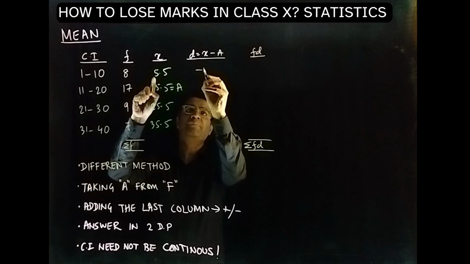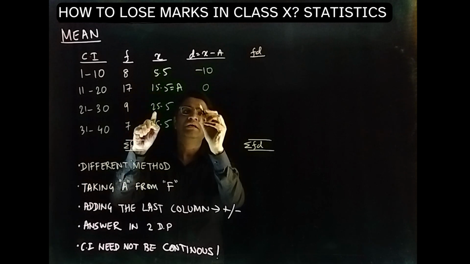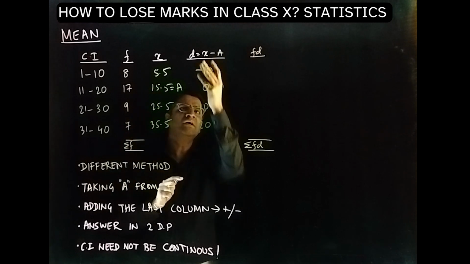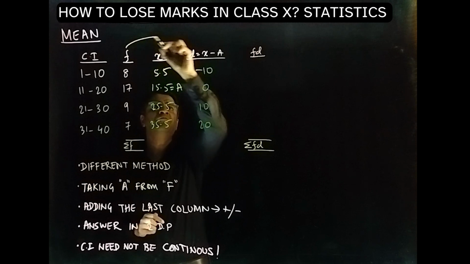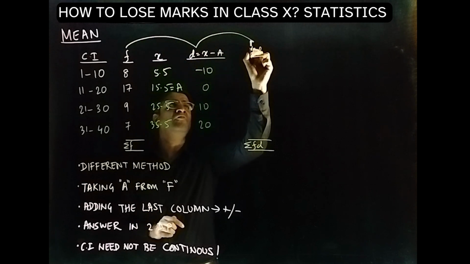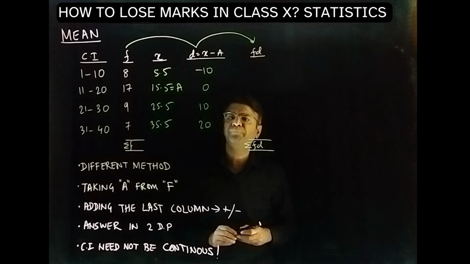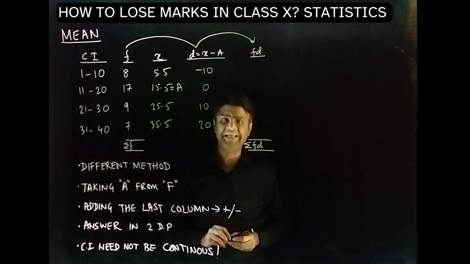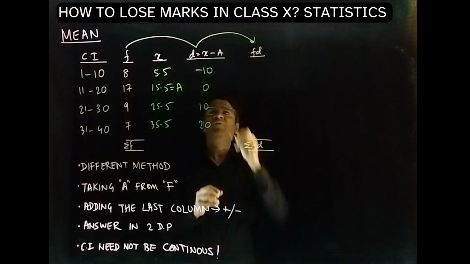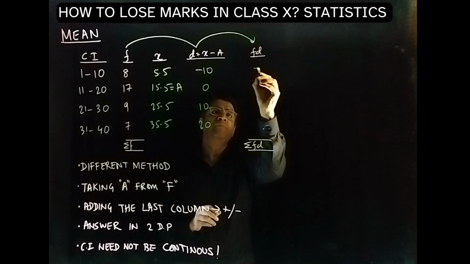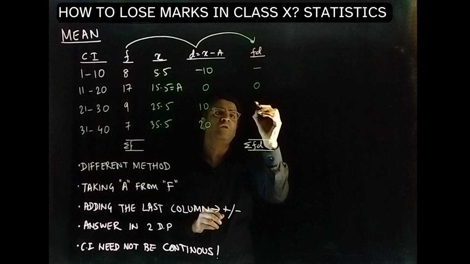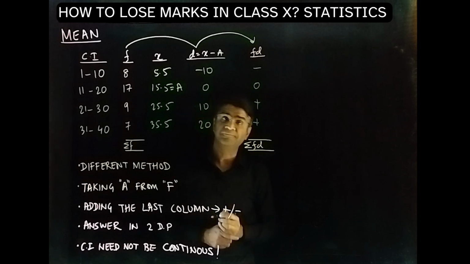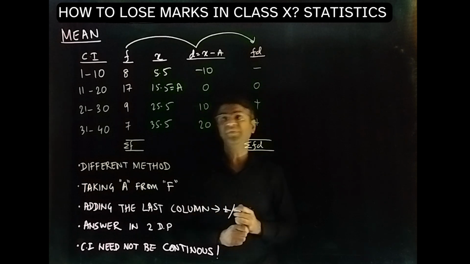Now look at what happens when I take assumed mean method. This is going to be minus 10, 0, 10 and 20. Look at the numbers, and multiplying F with D is now convenient and you will get a beautiful looking FD. Now, when we multiply, obviously this will be negative, this will be 0, this will be positive, this will be positive. And students make one more mistake here.